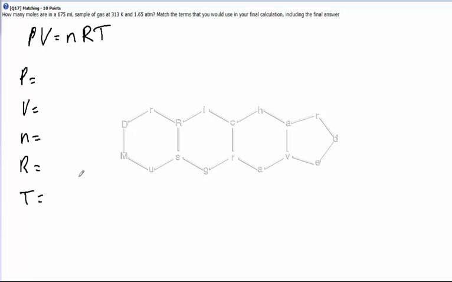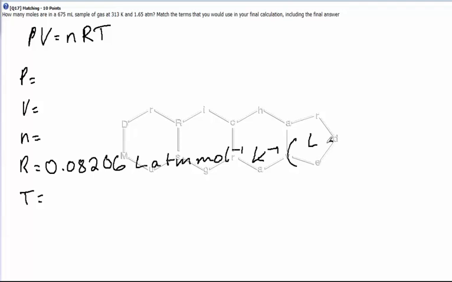When we're doing this equation, we always put our value of R first, which is 0.08206 liters atmospheres per mole per Kelvin, which is the same as liters atmospheres over moles and kelvins. As you can see, the moles and kelvins are on the bottom. That's why we have negative ones here. All our units are going to have to be the same as the units of R in order for this equation to work, so everything cancels out.